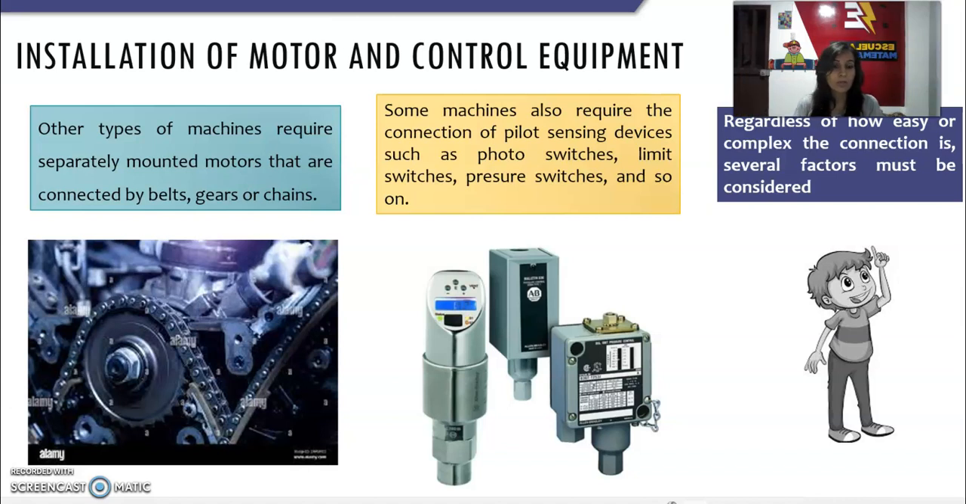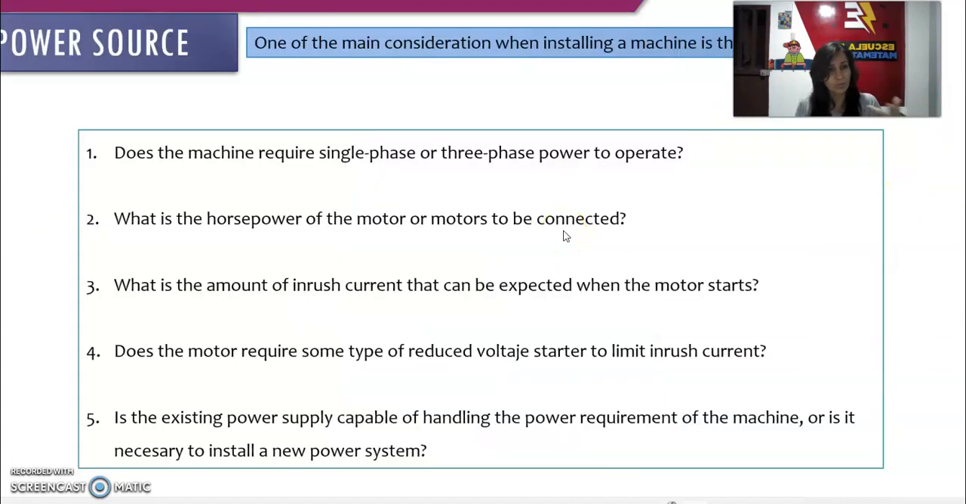In conclusion, you have to consider sensor devices. You have to consider the sensors, the motors as well, and all the additional devices that can complement it, so you can have an automation system. Okay, so regardless of how easy or complex the connection is, several factors must be considered. What are these factors that you have to consider?